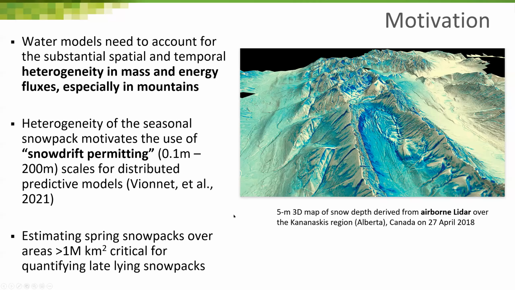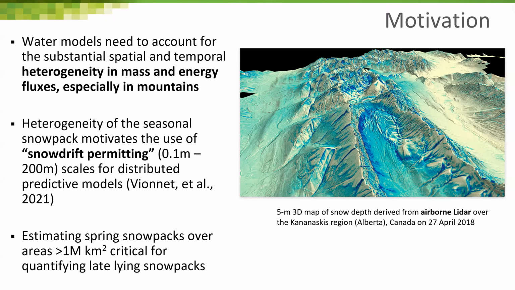So the motivation here is that the water models that we use really need to account for the substantial spatial and temporal heterogeneity in the mass and energy fluxes present. And this is especially the case in the mountains. This is reflected in the figure on the right, showing this heterogeneity in snow cover in the mountains. Blues are more snow, the yellows are less snow. So you can see there's a lot of spatial variability. And of course, the spatial variability evolves with time throughout the season.